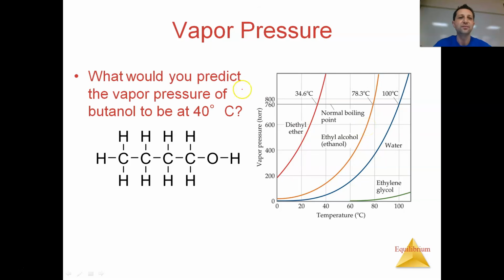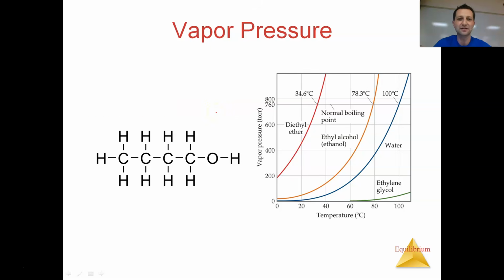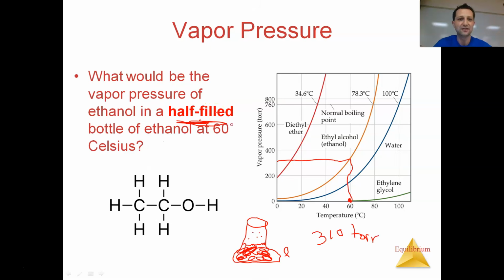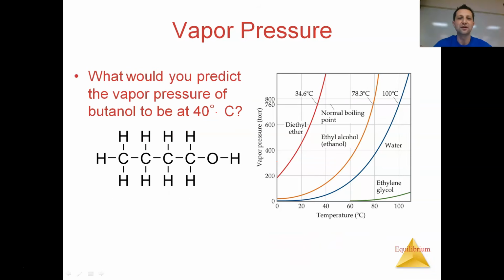So here's butanol. What would you predict the vapor pressure of butanol to be at 40 Celsius? This was ethanol at 60, and here we have butanol at 40. Butanol is not on here, but compared to ethanol, ethanol had 2 carbons and then an OH. So let's look at ethanol at 40 Celsius. 40 Celsius up to ethanol and over. So for 40 Celsius, ethanol, a saturated solution, would be what?